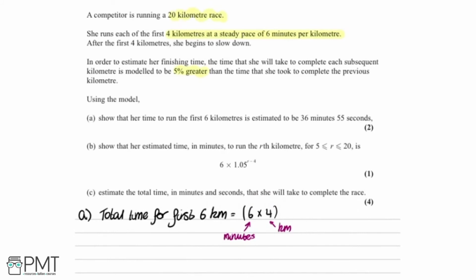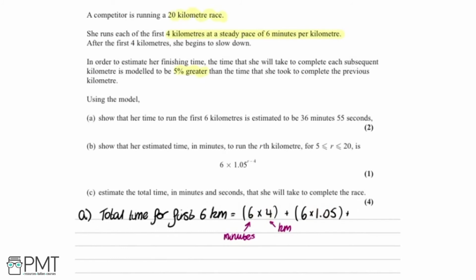However, after that, things change a bit. It says back up in the question that she begins to slow down, and the time she takes to complete each subsequent kilometer is modelled by 5% greater than the time she took to complete the previous kilometer. So adding on to this, we say, okay, it took her 6 minutes to run the previous kilometer. However, it's 5% more than that, so we're going to times it by 1.05. Okay, so far we've got 4 kilometers here, and we've got another kilometer here, so we're going to need to add 1 more kilometer to get to the total time for 6 kilometers.